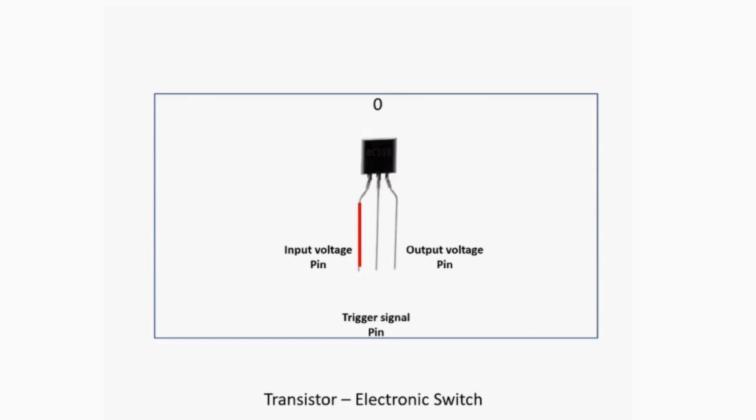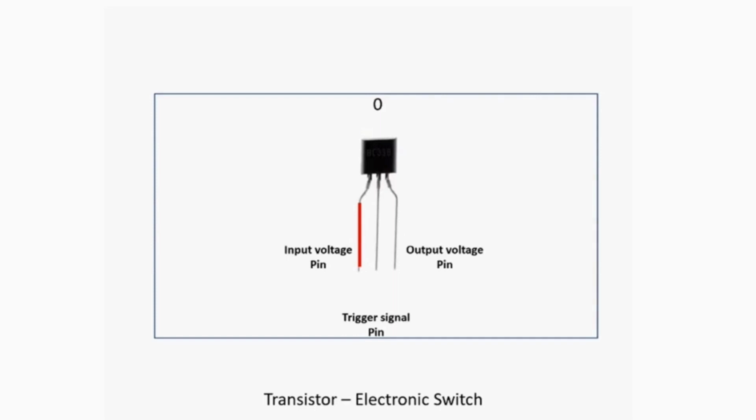Now, this transistor is similar to our switch. It has an incoming input voltage pin like a switch has input voltage. You have to have an output voltage once the switch is actually made on. So you have an output voltage pin which currently doesn't have any output, right? And then to toggle the switch on, we need an electrical button, that is the electrical trigger signal pin in the middle.